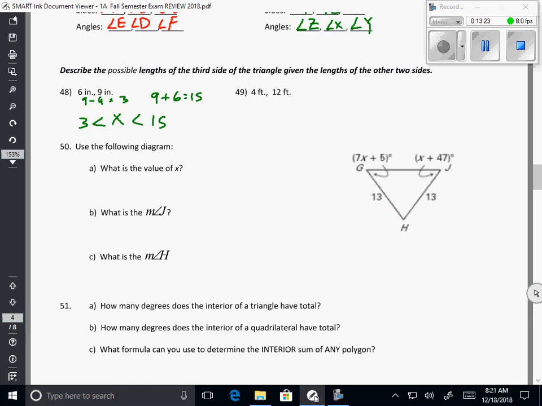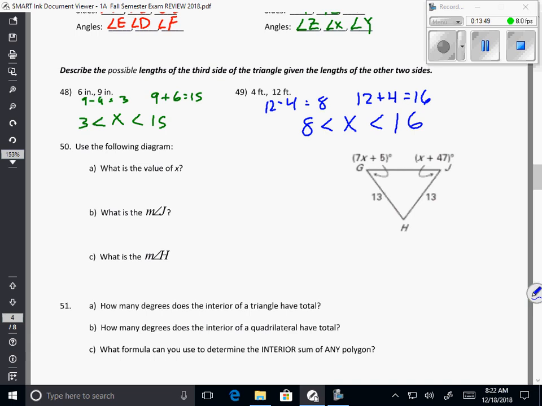So we do the same thing over here for number 49. 12 minus 4 gives us 8. So it has to be at least 8, or rather bigger than 8. And then 12 plus 4 is 16. It can't be 16. It has to be less than 16, bigger than 8.